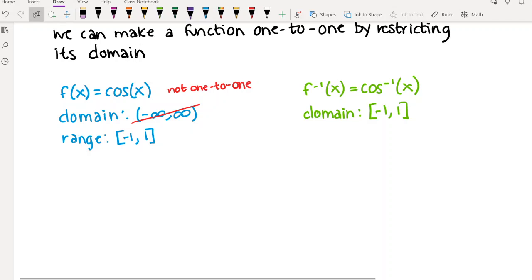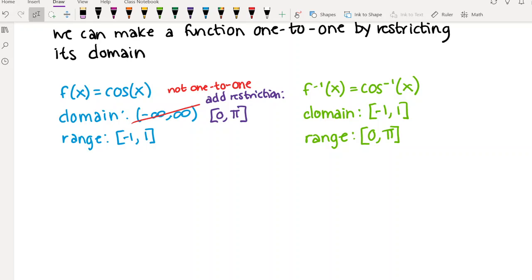So we're going to add a restriction. So what's that restriction going to be? It's that the new domain is just going to be from 0 to pi. So if the new domain is just from 0 to pi, that means that the range of inverse cosine is going to be from 0 to pi. And that's why when you take inverse cosine of a number, the only angles that come out of it are angles from 0 to pi, right? The only answer you're allowed to get is between 0 and pi. And that's because that is the range of inverse cosine.